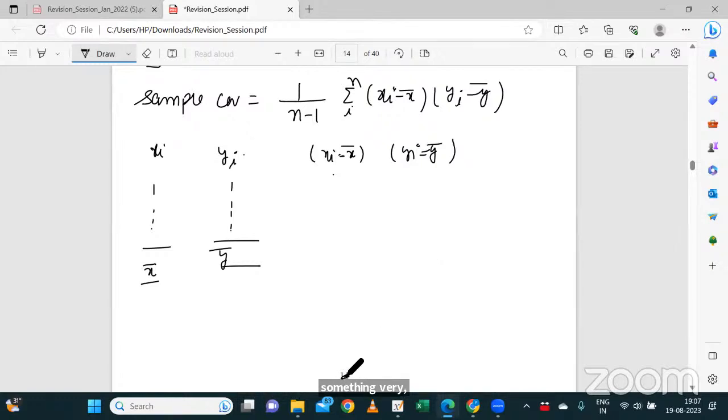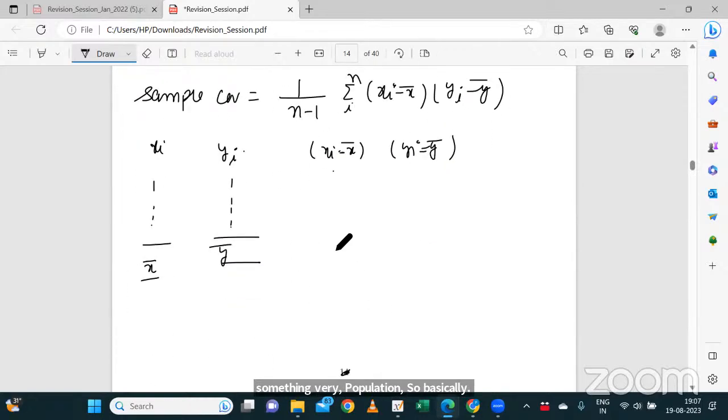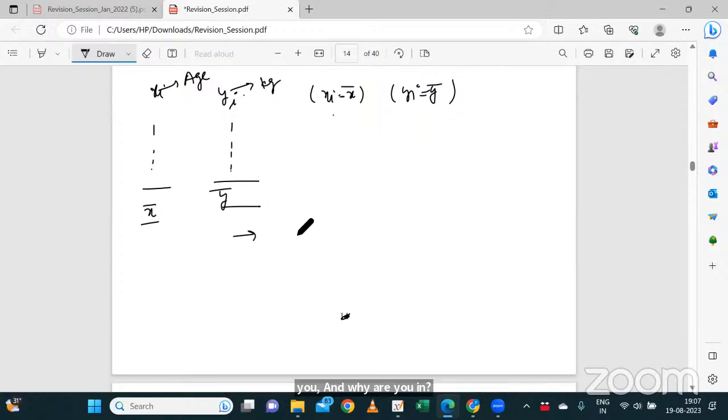Now comes one thing. Suppose xi, I told you, is age, and yi is, let's say, weight. So what will be the unit of your covariance? Anybody?